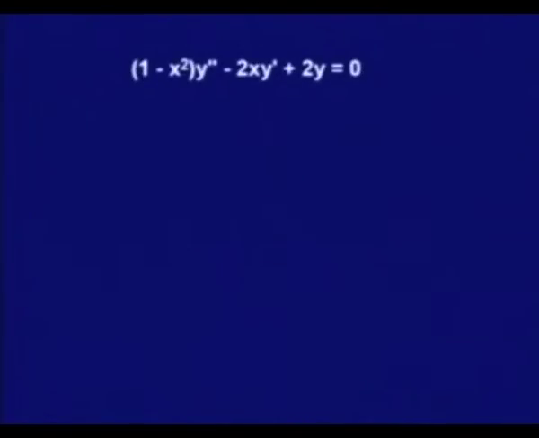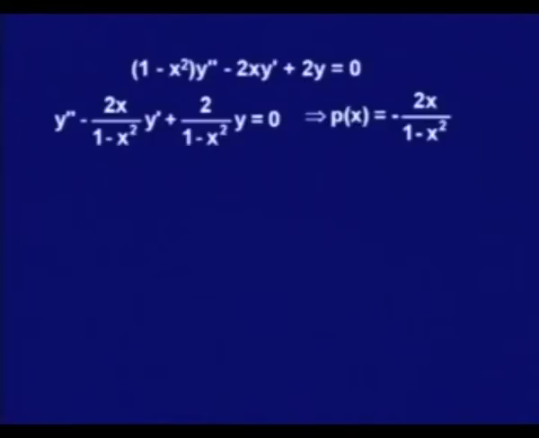Now, my given equation is 1 minus x square y double dash minus 2 x y dash plus 2 y is equal to 0. Let us rewrite it in standard form. Y double dash minus 2 x upon 1 minus x square y dash plus 2 upon 1 minus x square y is equal to 0. What I have done is just divided this equation by 1 minus x square to make it in standard form. In standard form, the coefficient of y double dash has to be 1. This says that in standard form, p here is minus 2 x upon 1 minus x square.